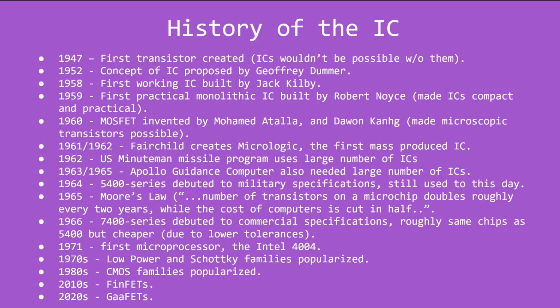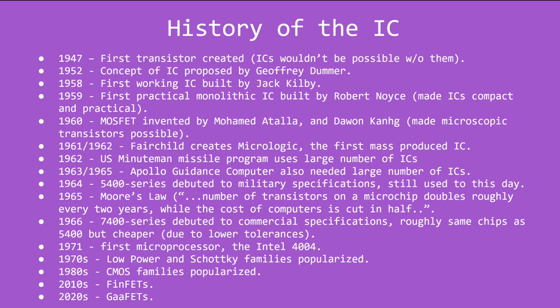And then IC production started to really ramp up to meet the U.S. missile program, the Minuteman missile program, and the Apollo guidance computer, because they both needed large numbers. In 1964, the 5400 series came out to military specification. A year later, Moore's Law came out, which anybody who's gotten into computers is familiar with: the number of transistors on a microchip doubles roughly every 2 years, while the cost of computers is cut in half. And then in 1966, the 74 series came out, with commercial specifications, which were cheaper than the 5400.